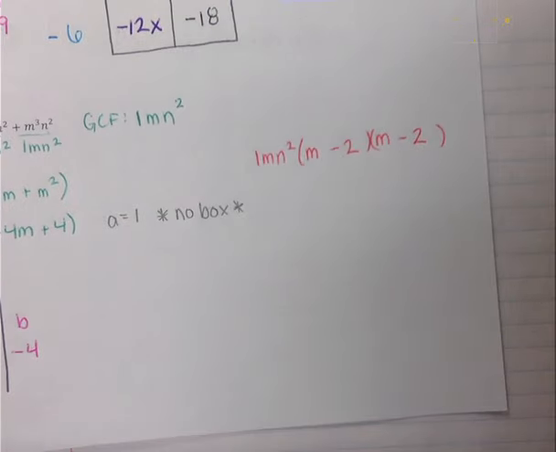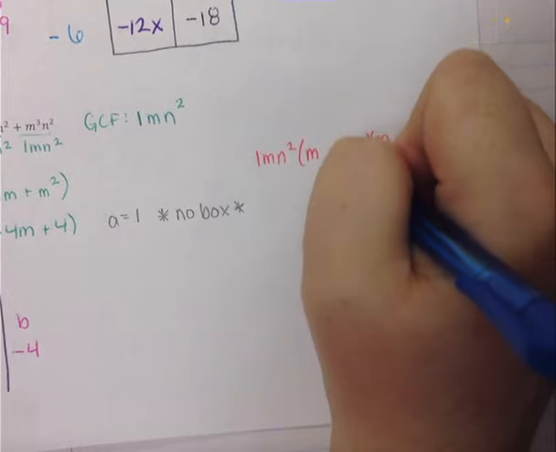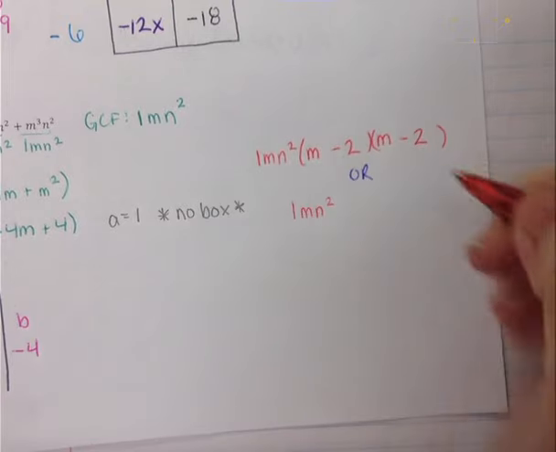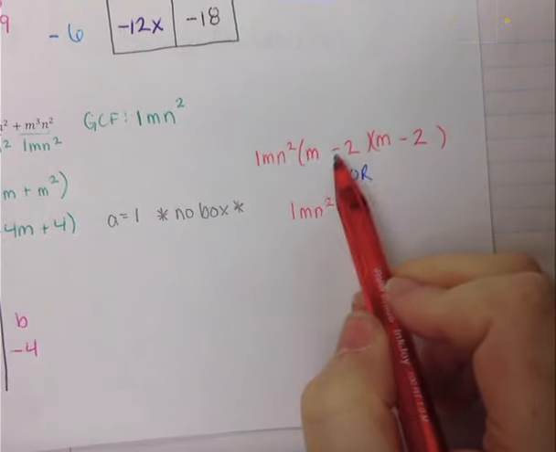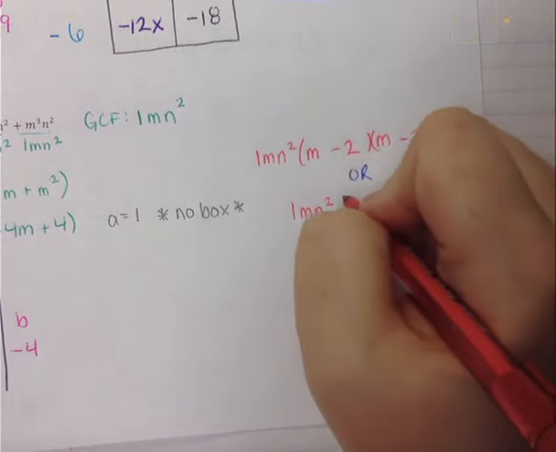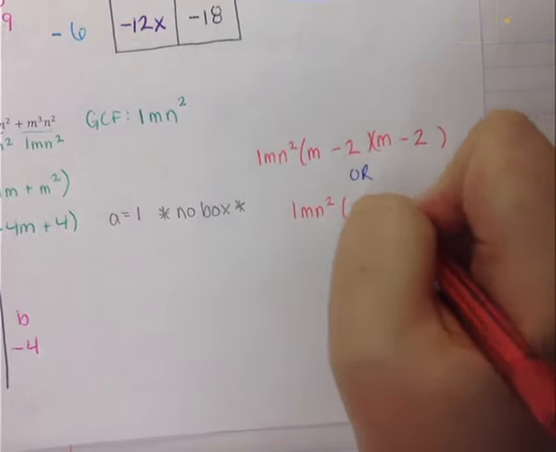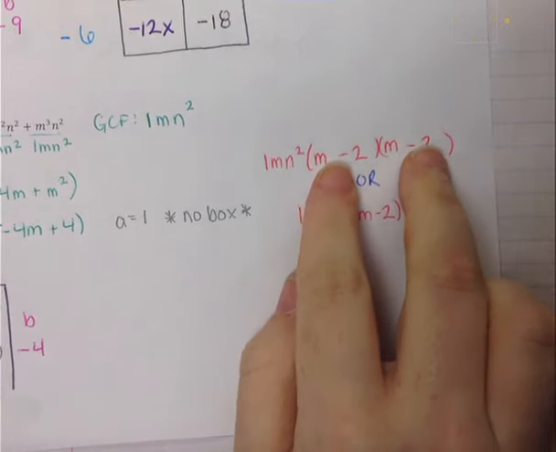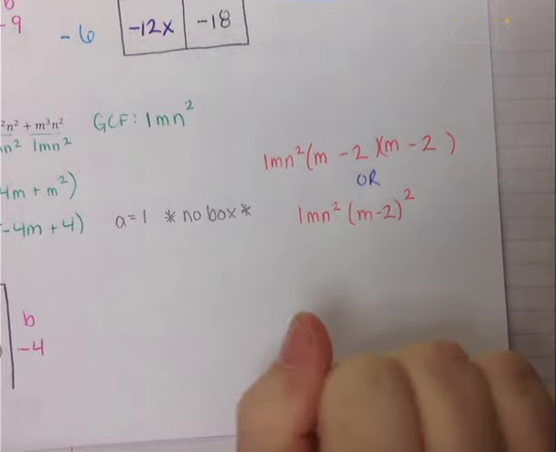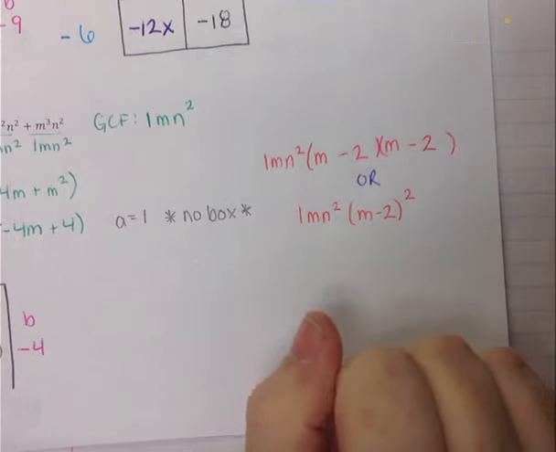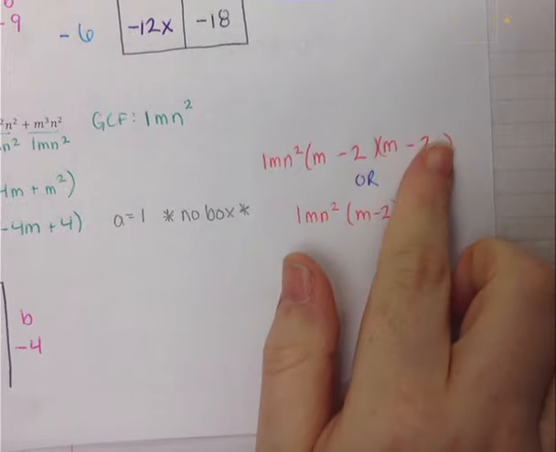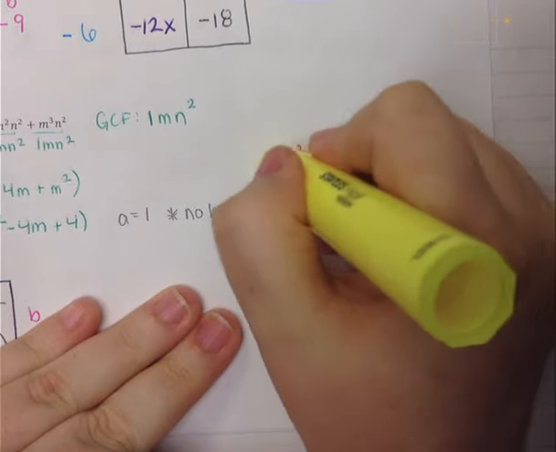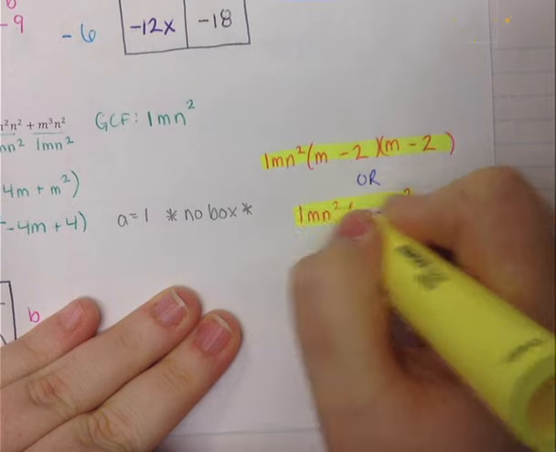However, this can also be written a different way. We can keep that 1mn squared, because that's our GCF. But because these are the exact same thing, and they're multiplied to each other, this can be written as m minus 2 parentheses squared. Because whenever you multiply something by itself, you're just squaring it. So x times x is x squared. 5 times 5 is 5 squared. So anything times itself is that thing squared. So you can write your answer out like this, or like this. Either one is fine.